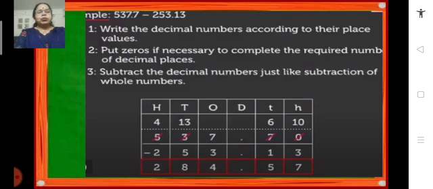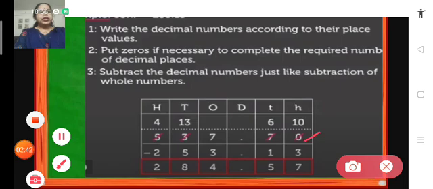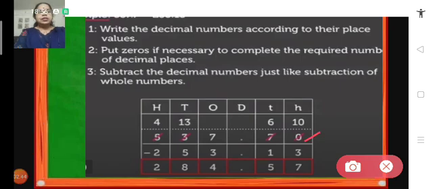So here we have one more example, 537.7 minus 253.13. So here we have added one 0 here so that we have like decimals. So 537.70 minus 253.13. So we start the subtraction from extreme right, from hundredths place, isn't it?